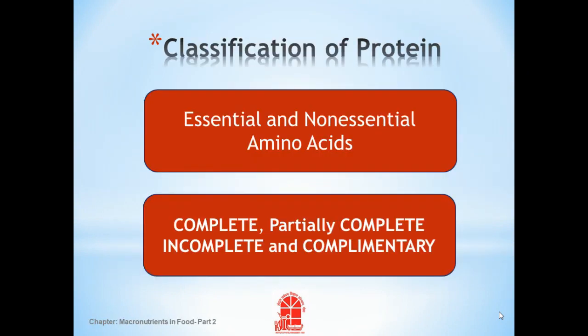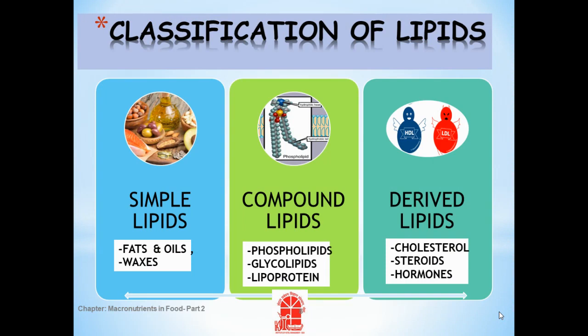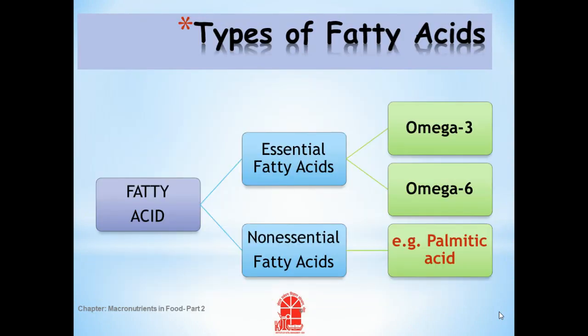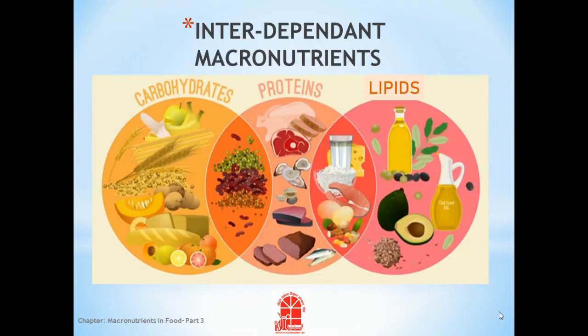Then I also did the classification of protein, where they're divided into essential and non-essential amino acids, complete, partially complete, incomplete, and complementary protein. I also covered the classification of lipids: simple lipids, compound lipids, and derived lipids. We did the types of fatty acids, essential and non-essential fatty acids. Then I also threw some light upon how macronutrients are interdependent and how we should consider all the nutrients to be part of a family. So as you can see in the picture, certain foods contain more than one macronutrient.